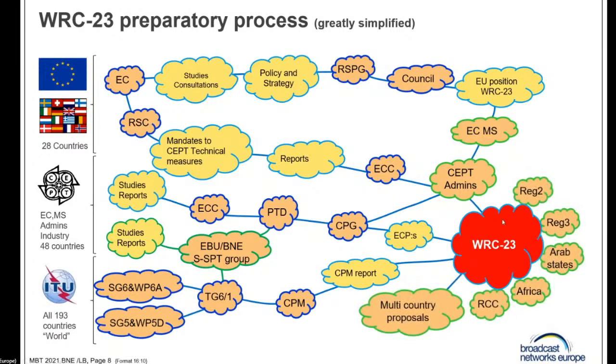So we have all the other regions, the Americas, Asia, the Arab states, Africa, the Eastern European countries, who will have a say-so. And there might also be multi-country proposals that come out of the blue, you could say, to the conference. So fairly complex. But then there is more to come.